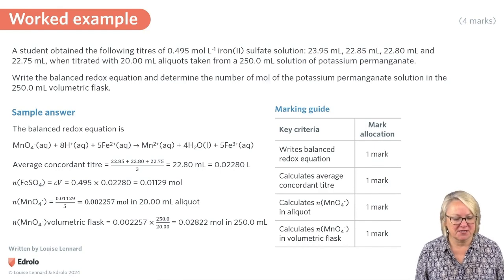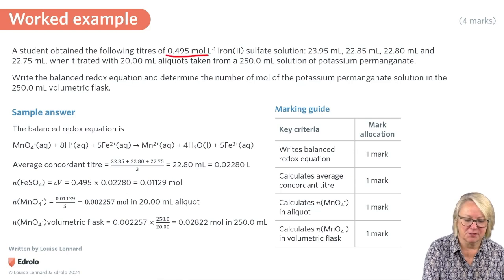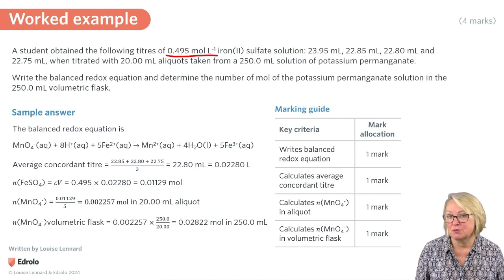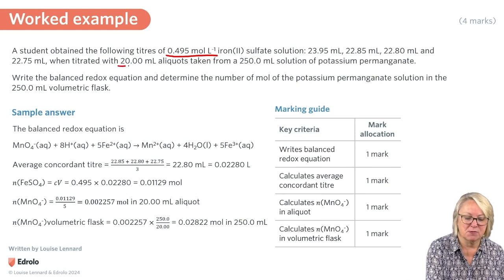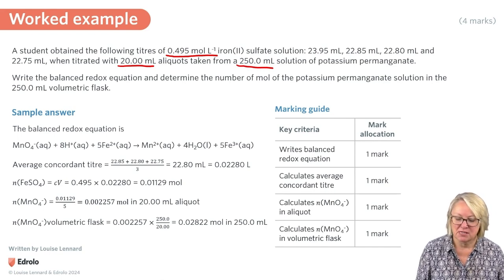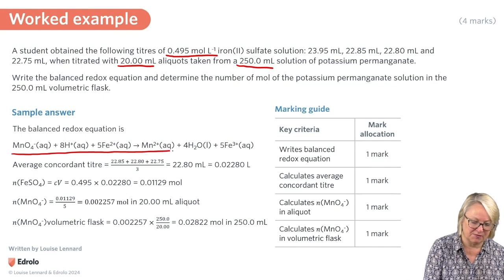Okay, so let's look at a worked example. A student obtained the following titers of known concentration of iron 2 sulfate solution, 23.95 mil, 22.85 mil, 22.80 mil, and 22.75 mil, when titrated with 20 mil aliquots taken from a 250 mil solution of potassium permanganate. Write the balanced redox equation and determine the number of mole of the potassium permanganate solution in the 250 ml volumetric flask. So the balanced equation we looked at on a previous slide in this lesson.